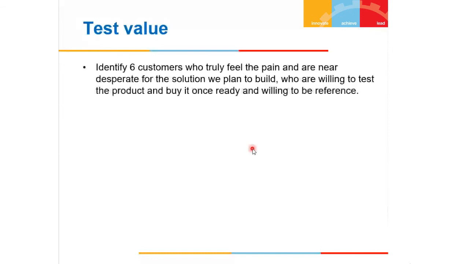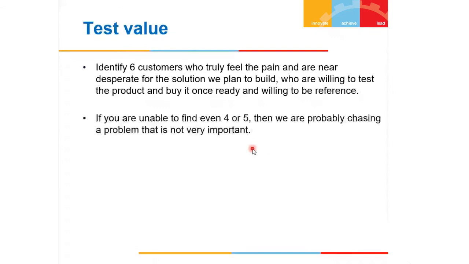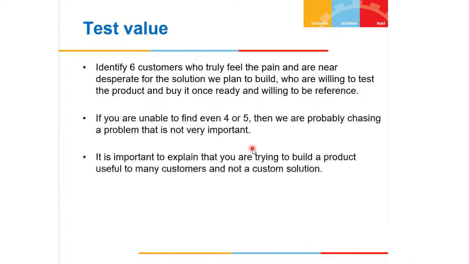We have seen that we need to identify, if it is a B2B product, then Marty Kagan says that about 6 customers is good enough. But if it is a B2C product, a large volume product, then we probably need a much higher number of customers to test the value, maybe in the order of about 100 or so. So we need to test the idea with at least 6 customers. And if we can't get even 4 or 5, then probably we are chasing a wrong problem.